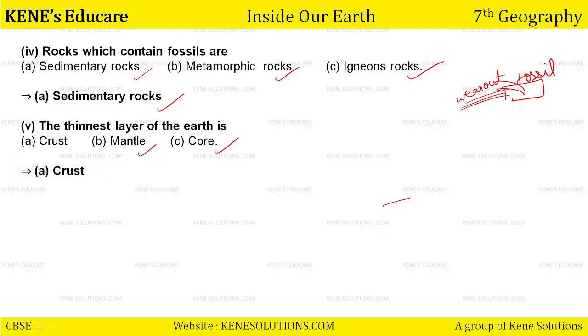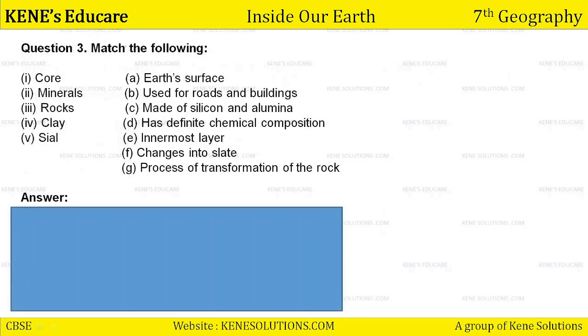क्रस्ट की है. The thinnest is crust. Okay, all right. Question number 3, match the following. यहाँ पे कुछ words दिए हुए हैं और उनसे associated कुछ clue या उनके meaning दिए हुए हैं. And you have to match the correct word with the correct clue.